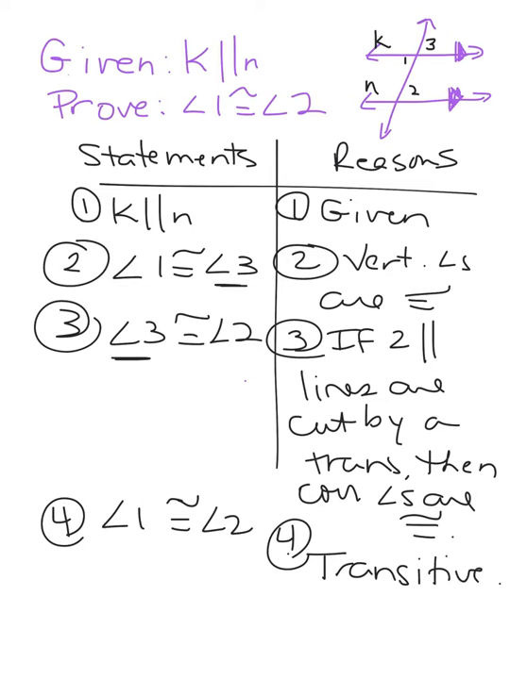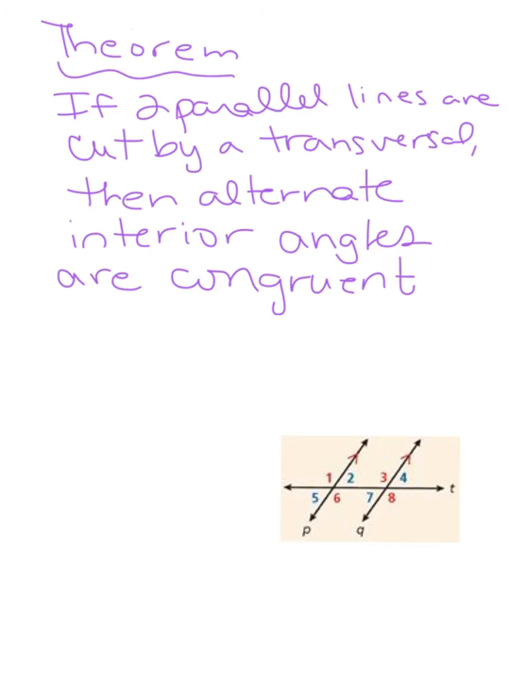Now, what we just proved, if you go back to our diagram, we're proving 1 and 2 are congruent. 1 and 2, we call them alternate interior angles. They're on either side of the transversal. They are interior angles. So that is one of our theorems that we actually just proved. We're going to look at a few theorems today, and this one says if two parallel lines are cut by a transversal, then alternate interior angles are congruent. So alternate interior angles, they are congruent.